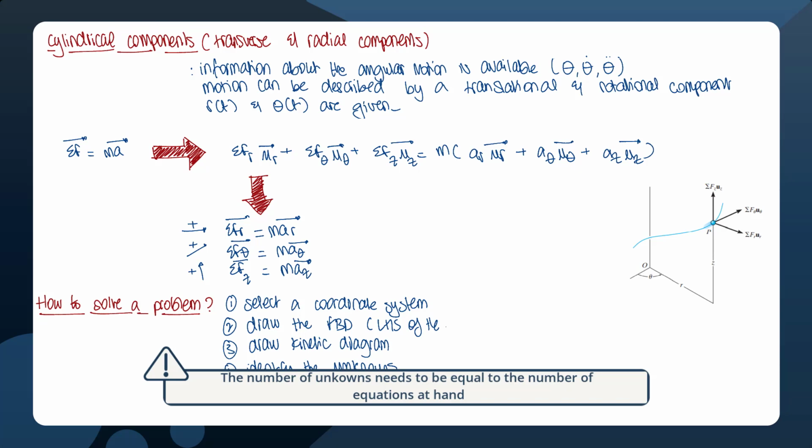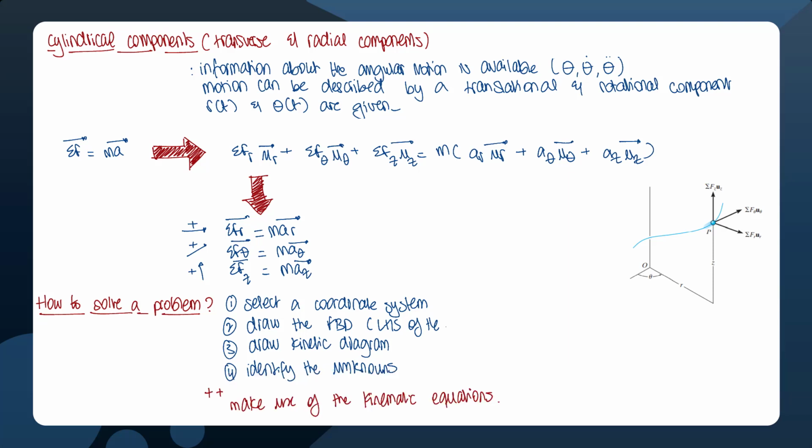Again, most of the time you'll have to make use of the kinematic equations, and that's because we have specific equations for a_r, a_theta, and a_z. So if you remember from the previous chapter, we said that a_r is equal to r double dot minus r theta dot squared. a_theta is equal to r theta double dot plus 2 r dot theta dot.